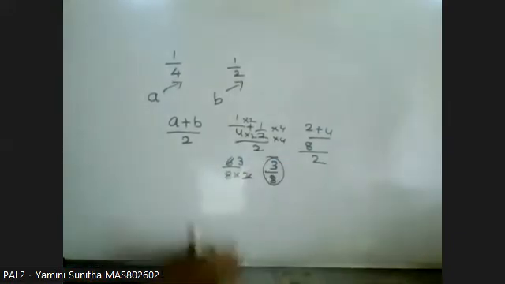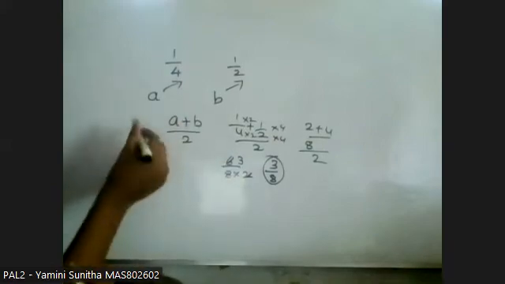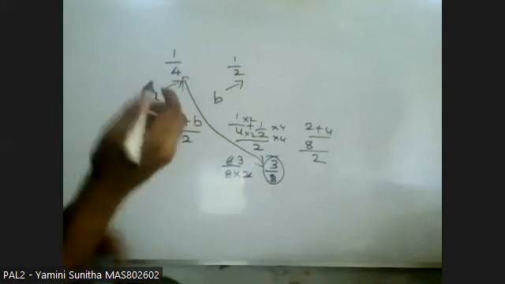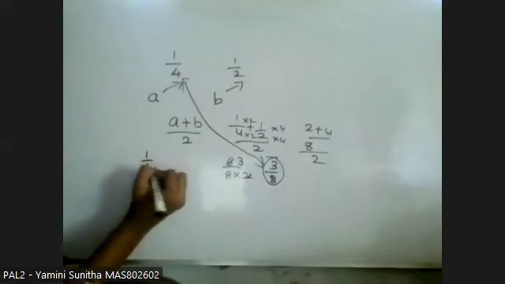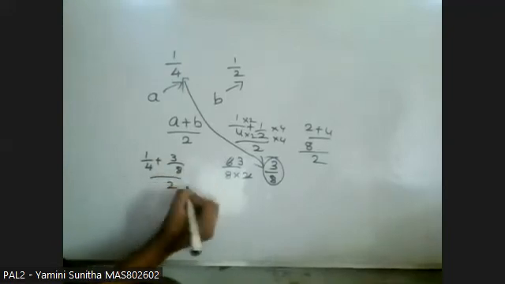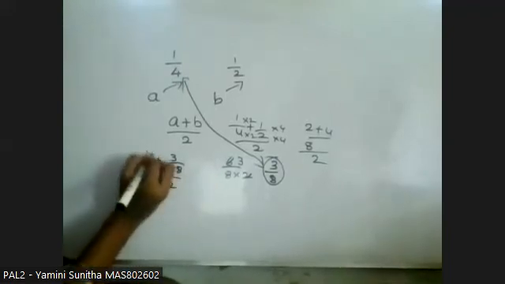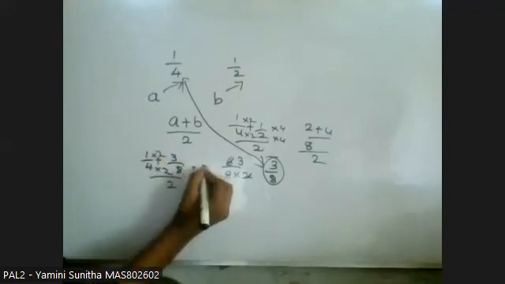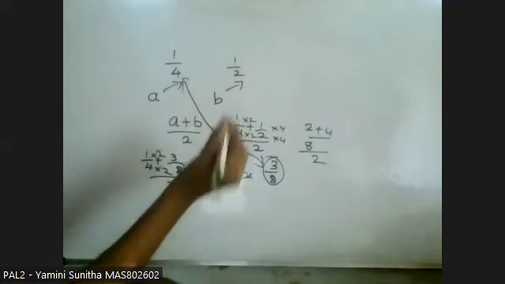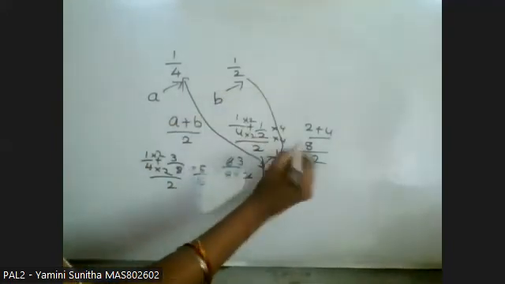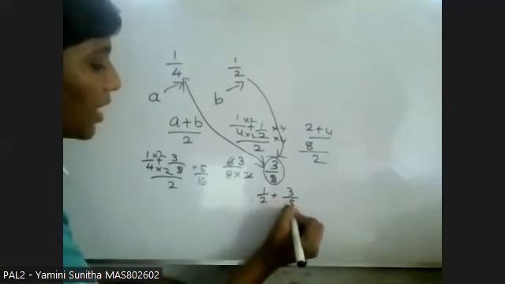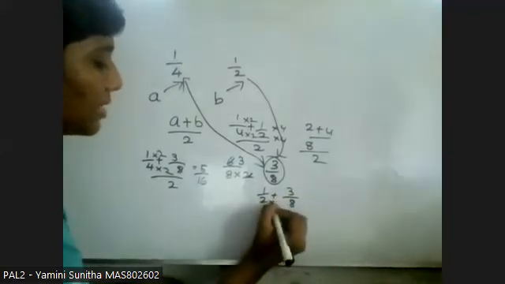Now if you want to find another rational number, apply the formula again between 1 by 4 and 3 by 8. 1 by 4 plus 3 by 8, by 2. Find the LCM. 5 by 16, the same value. Again, find the rational number between 1 by 2 and 3 by 8: 1 by 2 plus 3 by 8, by 2. Find the LCM.